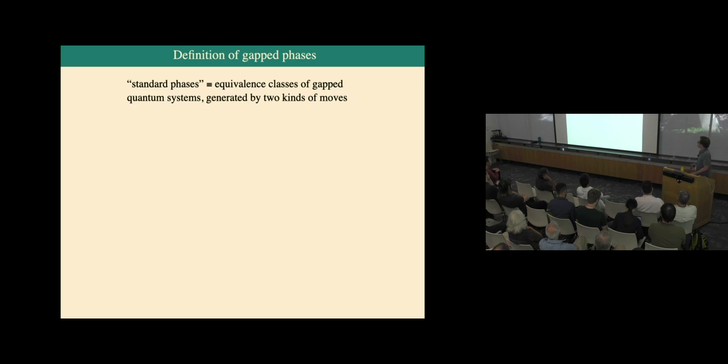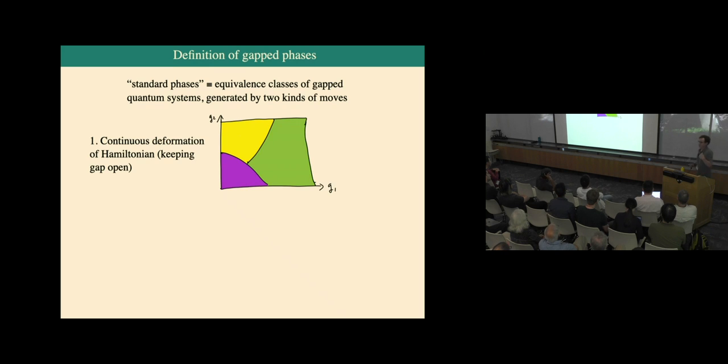Okay, so quote-unquote standard phases are some kind of equivalence classes on quantum systems, and I want to think of this equivalence relation as generated by a finite sequence of moves. And what are the moves? Well, the Hamiltonian depends on some parameters. We're allowed to change them continuously so long as we keep the gap open, don't pass through first-order phase transitions, and so on. So that's kind of the essence of what we mean by phases, continuous deformation of the Hamiltonian.